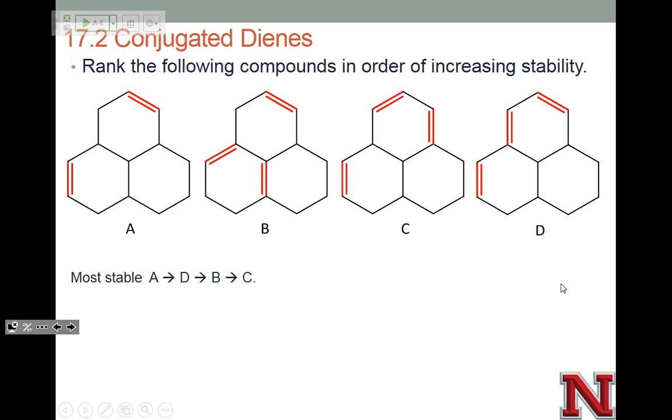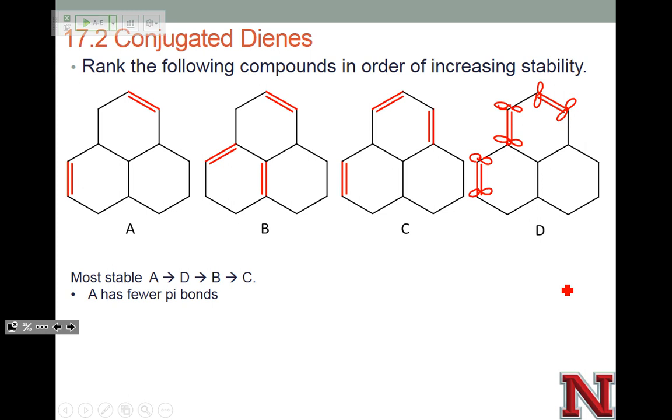Then, if we're comparing the rest, we see D is all in conjugation. And we have 2, 4, 6 pi electrons, and 1, 2, 3, 4, 5, 6 unhybridized p orbitals. Remember, all the other carbons do not have unhybridized p orbitals. So D has the most conjugation, so it's the next most stable. And remember, these are trigonal planar, so all these pi bonds are flat on the page.